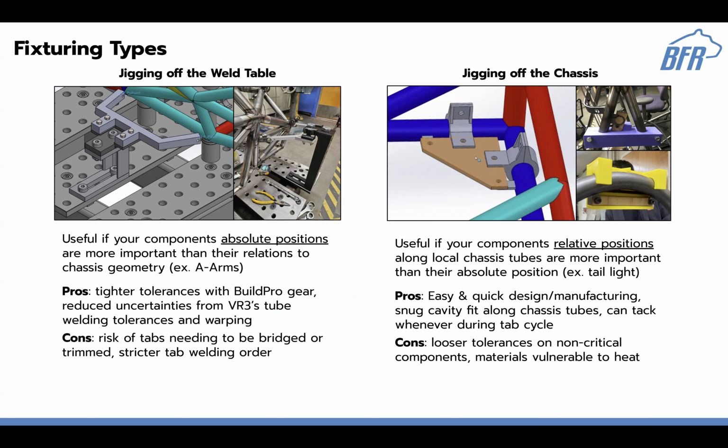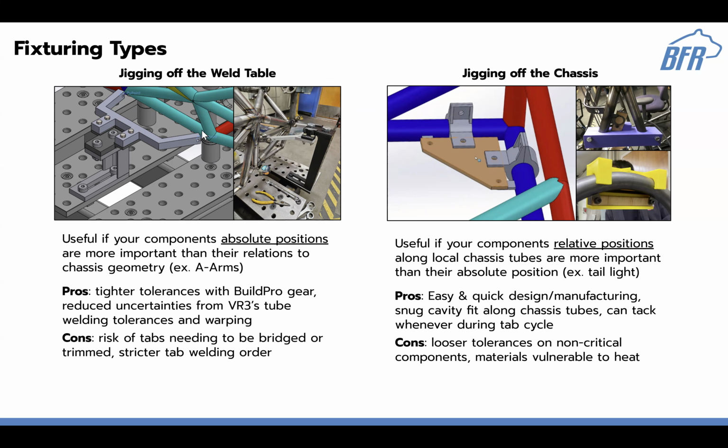And when you're trying to design something, they both have very different workflows. So it's pretty important to know which one you're trying to use beforehand. Starting off with jigging off the weld table, this is really useful. We'll use it for a lot of the suspension tab jigs, and it constrains your absolute positions a little bit more. You can see this jig is bolted into the table, and that's where all of its components are connected.